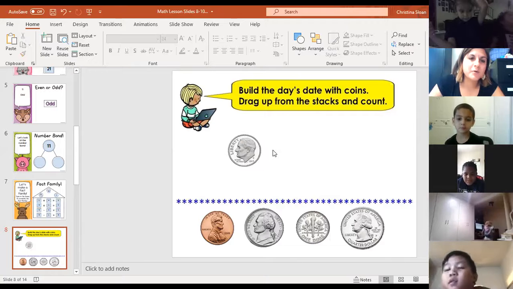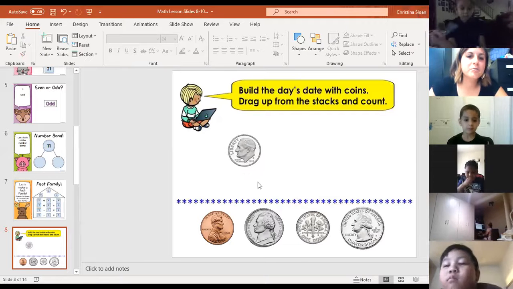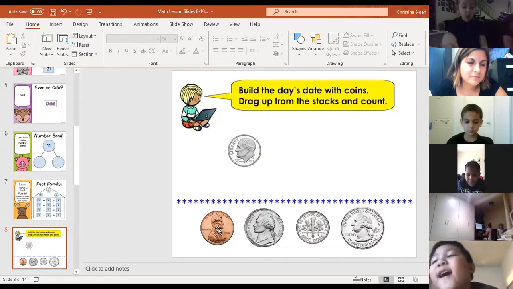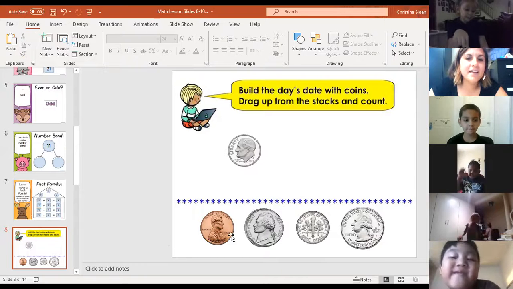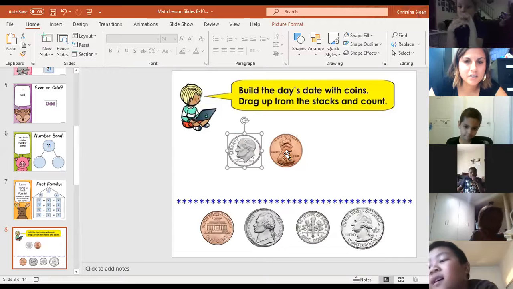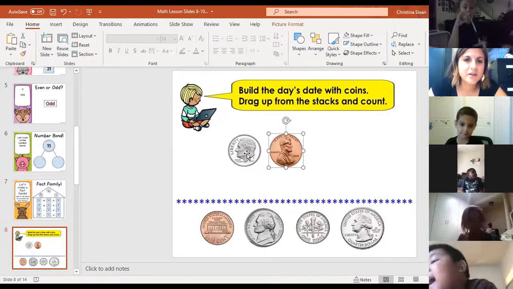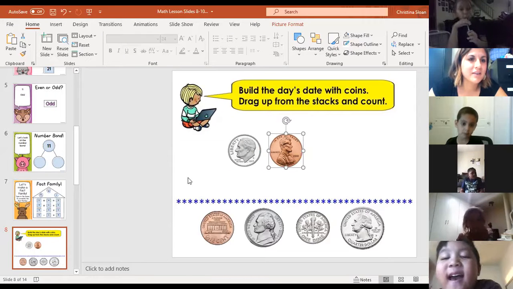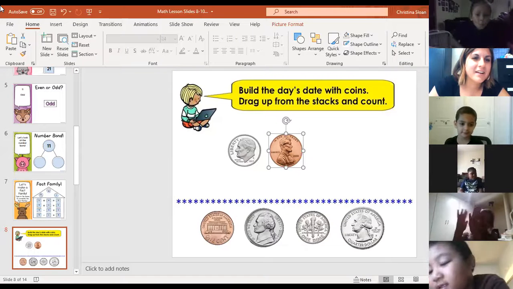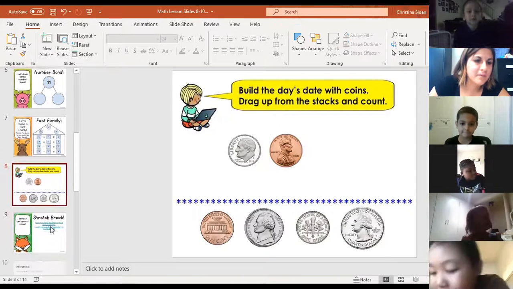So we have 10, but we want to get to 11. Which one of these coins is worth 1 cent? Penny. A penny. Very good. So if we add a penny to it, now we have 10 cents plus 1 cent. So we have a total of 11. Very good. Good job, Jesus. All right. Nice job, everybody.